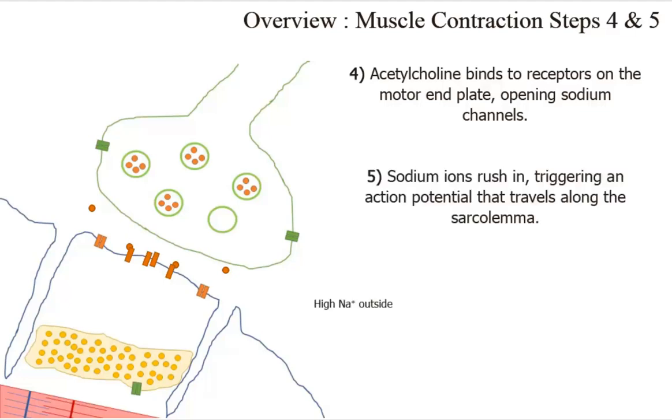And then step 5, sodium ions are going to rush in, because remember, sodium is higher outside the cell and lower inside the cell. So sodium ions rush in, and this is going to trigger an action potential in the muscle cell along the plasma membrane of the muscle cell, which is called the sarcolemma.